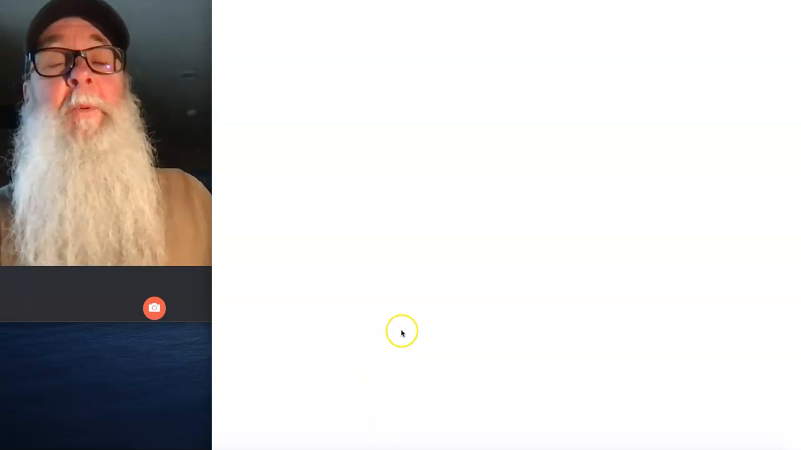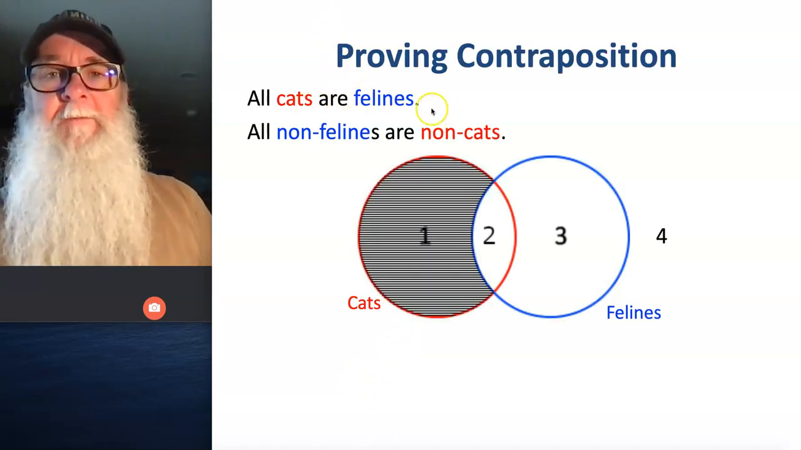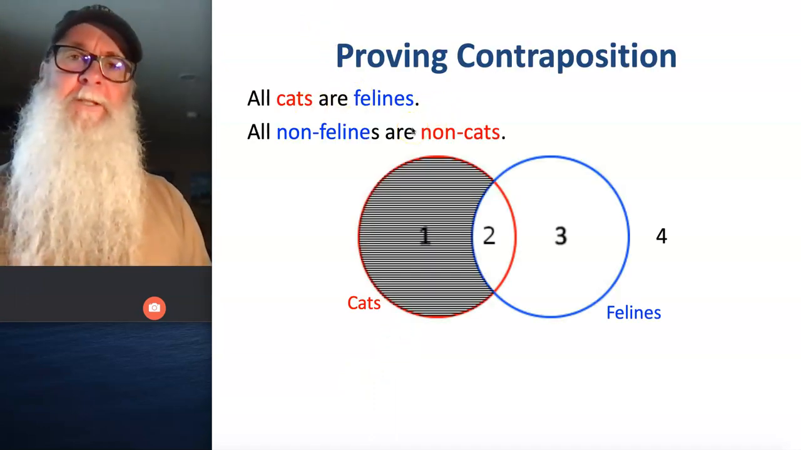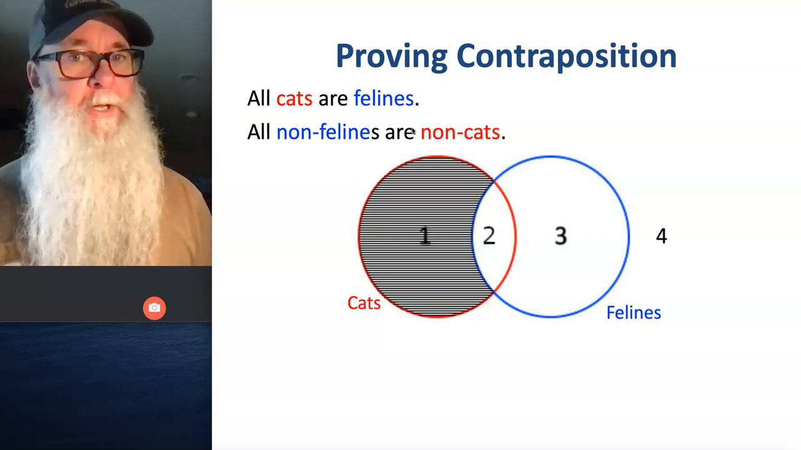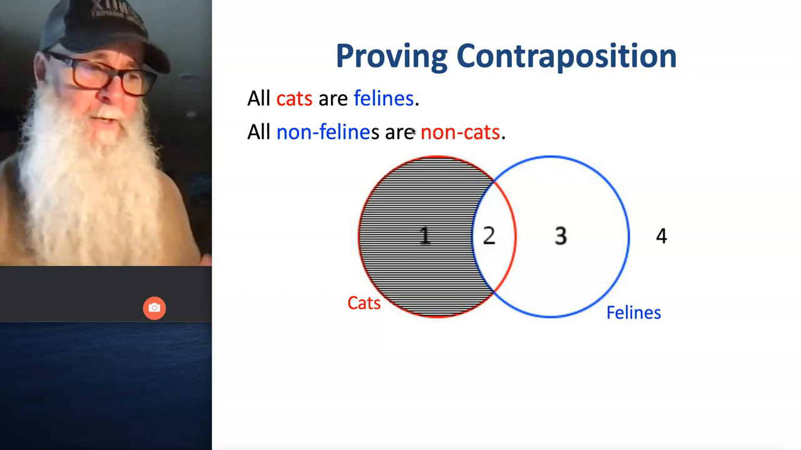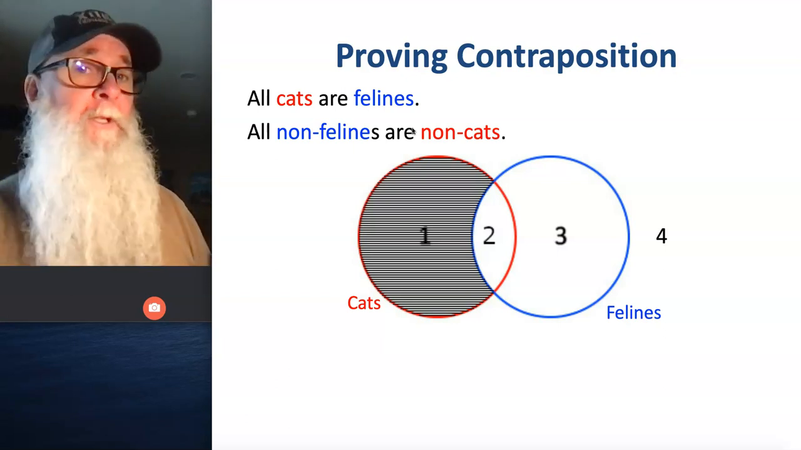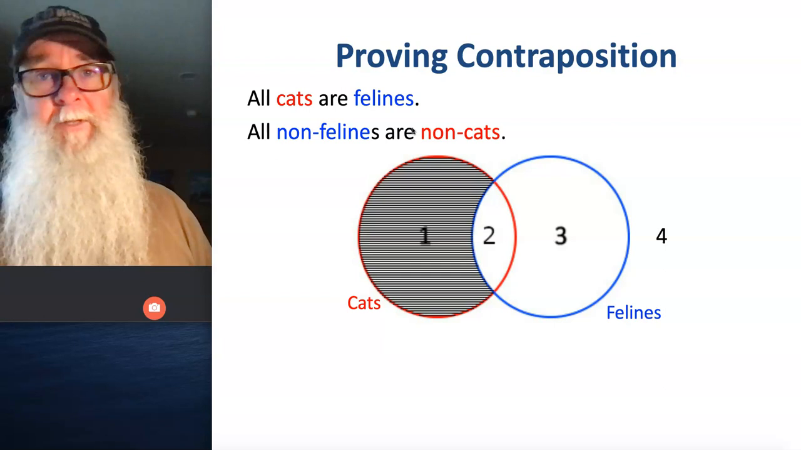Now we have to prove that everything I've told you about contraposition is actually true. And we'll do it by starting with an A claim: all cats are felines. And we'll apply the rule of contraposition, the two steps of contraposition, to that statement to create this new statement: all non-felines are non-cats. And if what I've told you about contraposition is true, these two statements should express the exact same information and therefore have the same truth values.